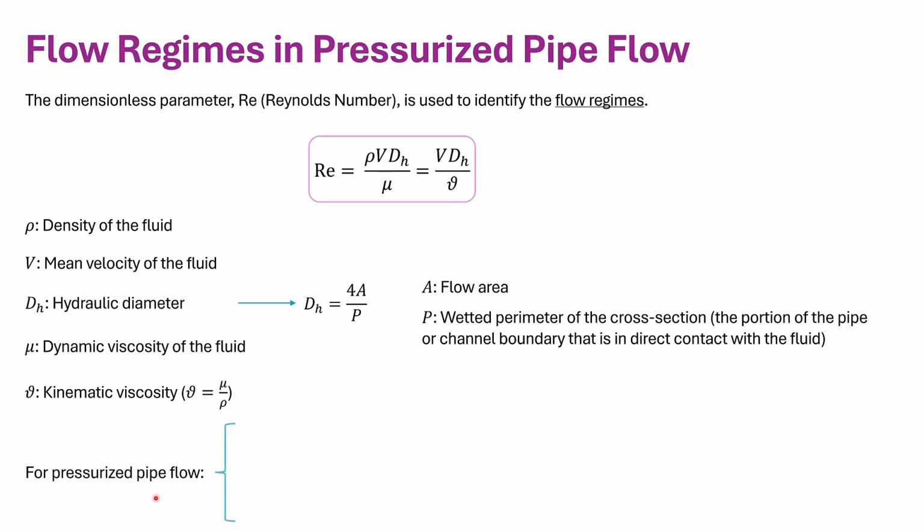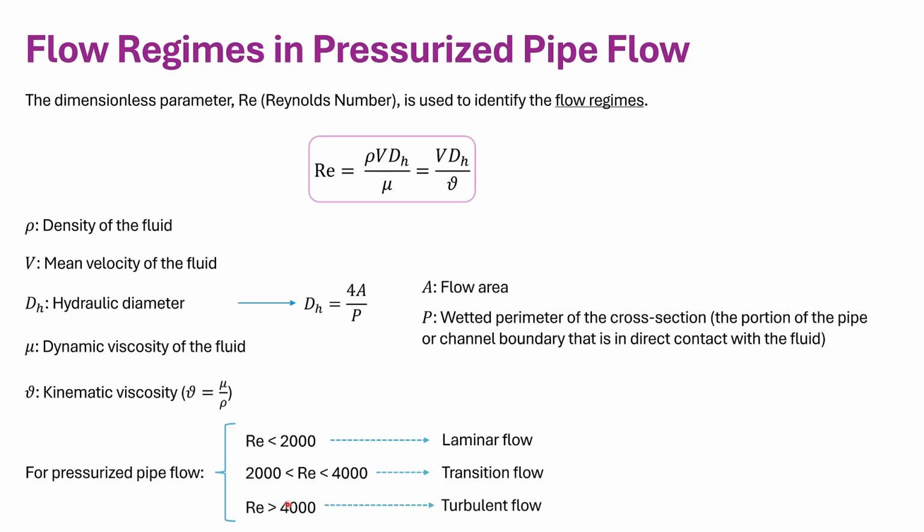For pressurized pipe flow, if the Reynolds number is less than 2000, it is laminar flow. If the Reynolds number is between 2000 and 4000, it is transition flow. And if Reynolds number is greater than 4000, it is turbulent flow.